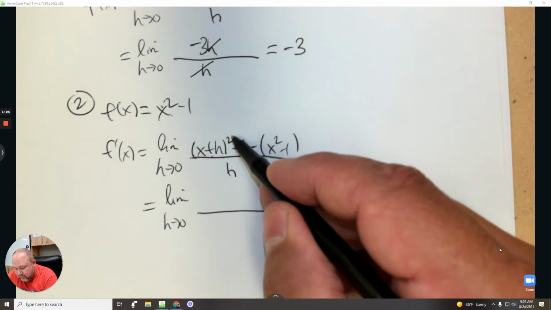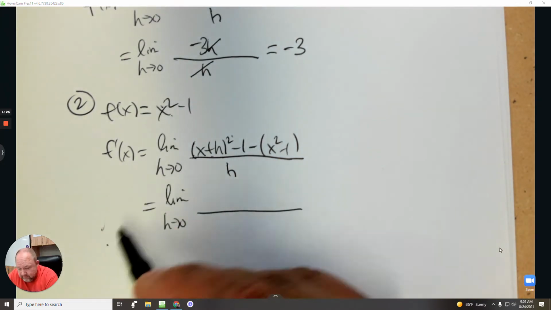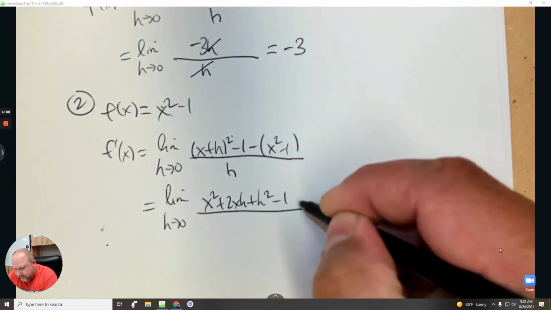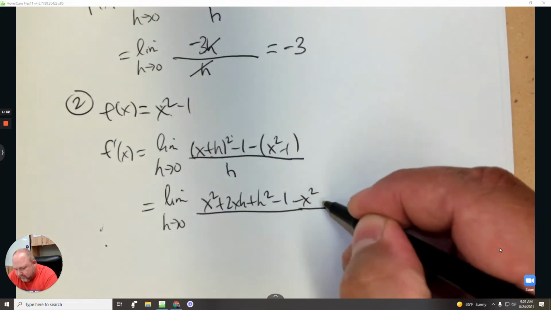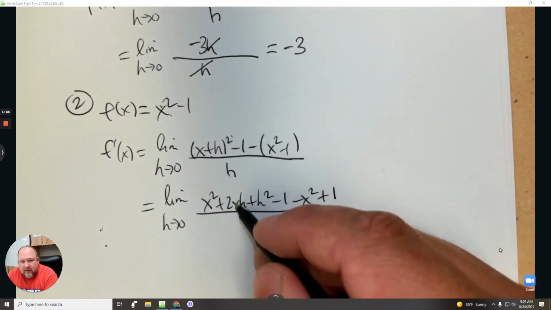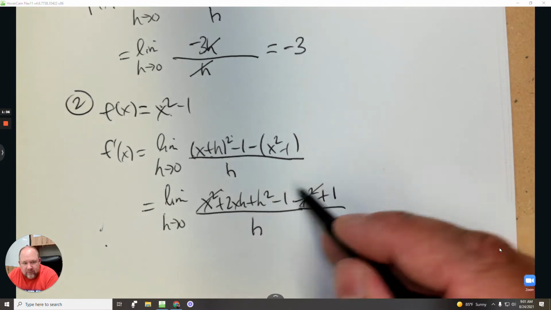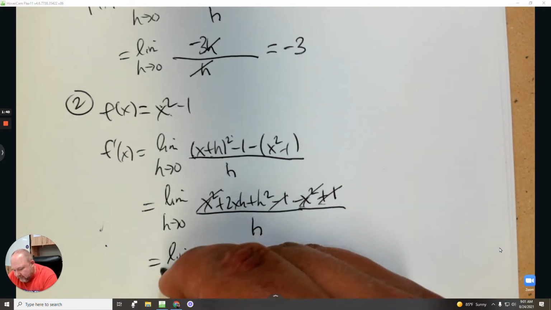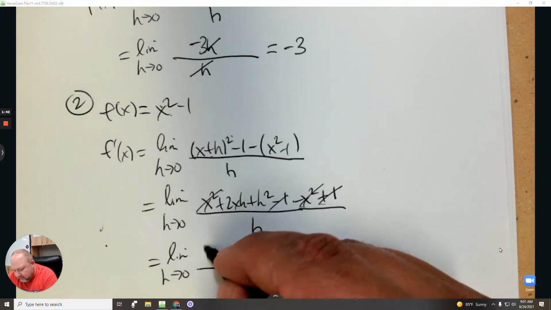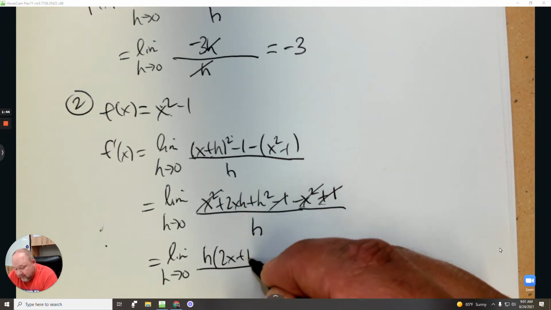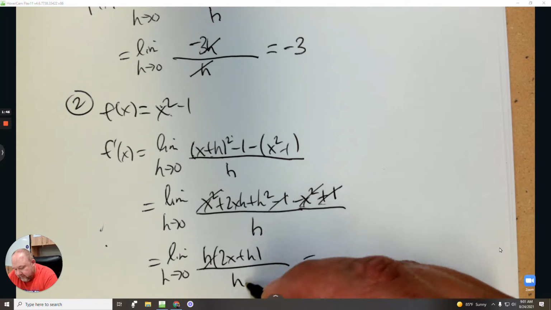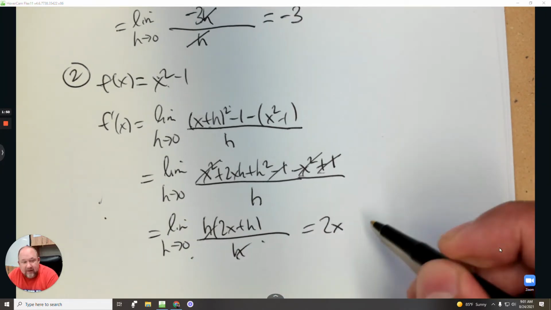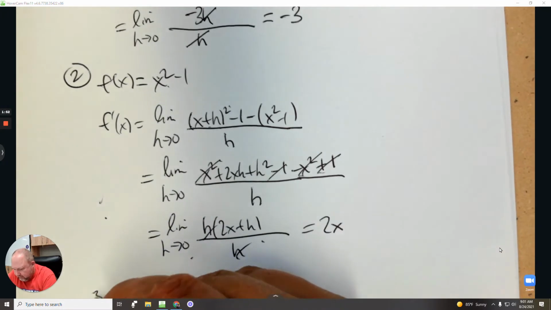X plus h squared. You can draw a box and FOIL or know the pattern, however you want to see it. And then be careful, it's negative x squared plus 1. Notice x squared crosses out, negative 1 and positive 1. And then what's left over we're going to factor and then divide out the discontinuities. We're going to factor out an h. We're going to cross out the discontinuity and then plug in 0 for h, and the answer is 2x. And you already knew that, right, if you knew the shortcuts.